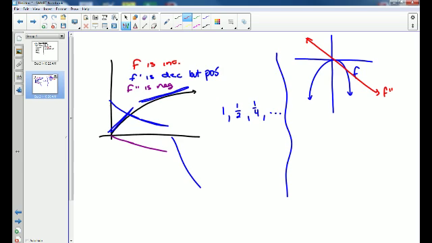F is increasing, the slopes are positive, so positive numbers here. The slopes are negative, so negative numbers here. Okay, the second derivative is a negative slope. That right there, because it's a linear equation, and it's a negative slope, right? So the values of f double prime will be negative.